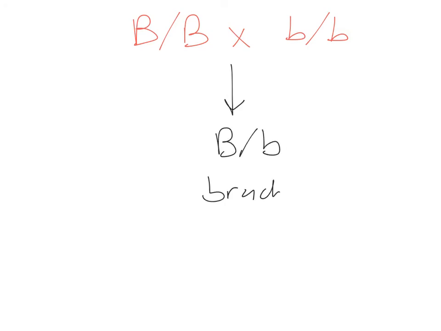You'd have to do the cross. You'd have to find an individual, which we can't do in humans, which is difficult. Who knows what a pure-breeding human is, but if you had pure-breeding humans, then you'd find out that it's the inheritance of that capital B that causes brachydactyly.